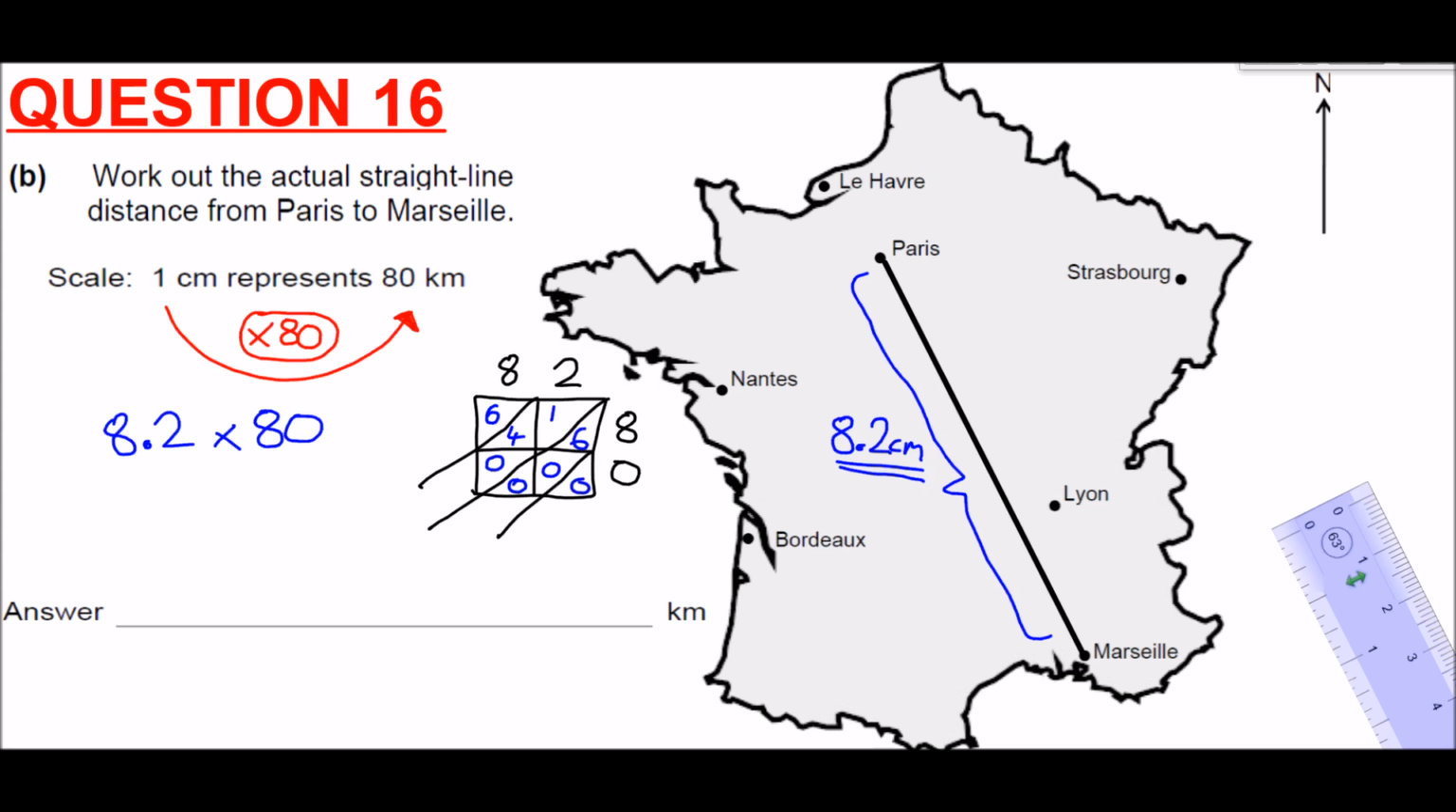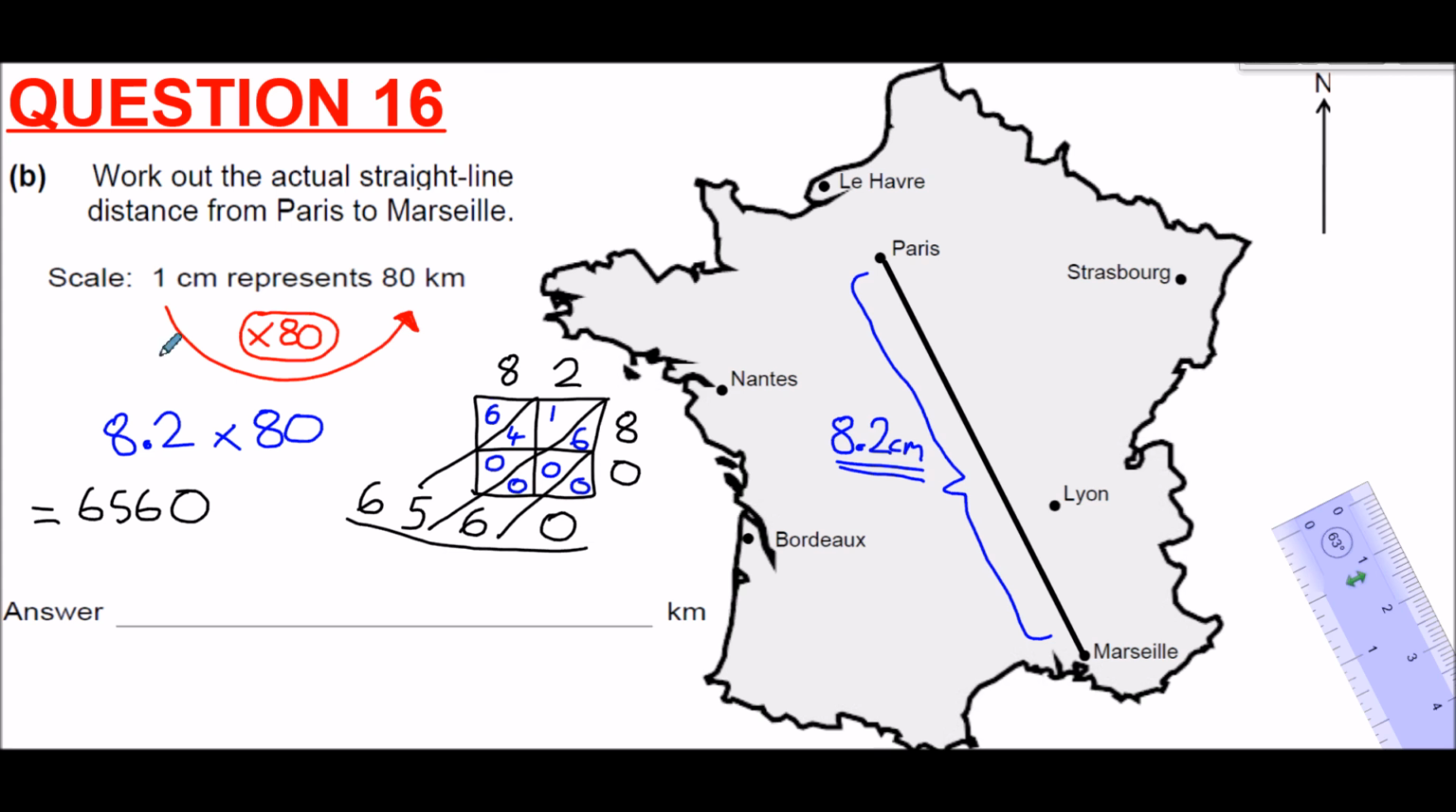Now we can add up these numbers going diagonally downwards. The first one is 0. 6 plus 0 is 6. 1 plus 4 is 5. And 6 on its own gives us 6. And so 8.2 times 80, the answer is going to look like 6560.